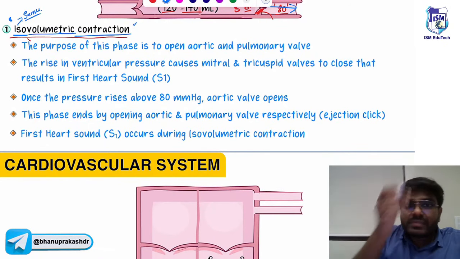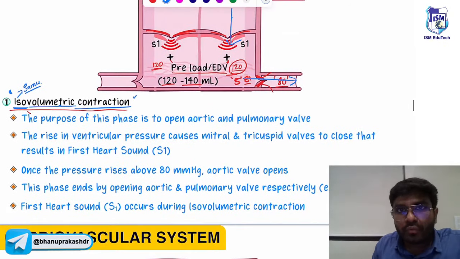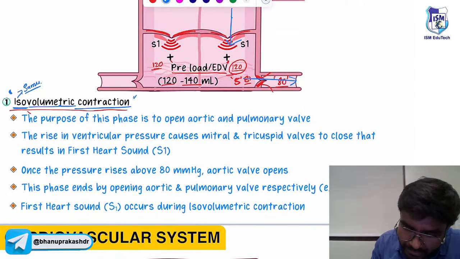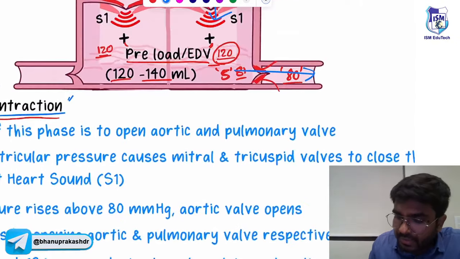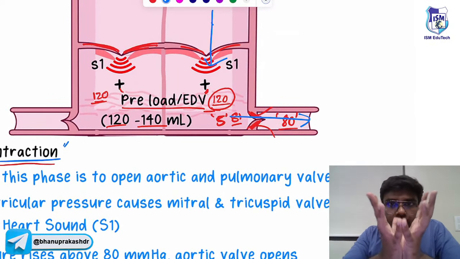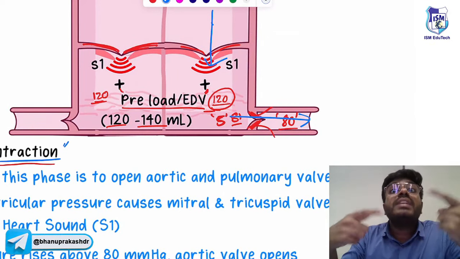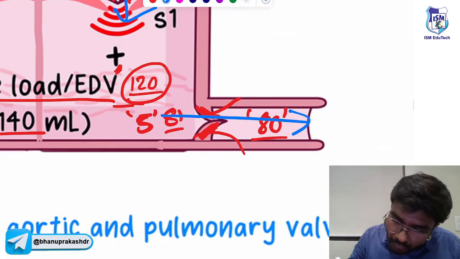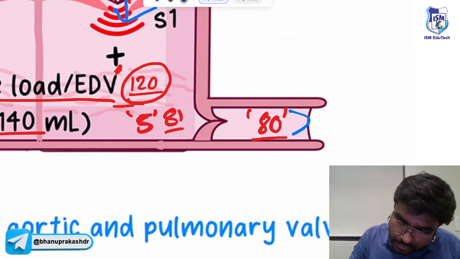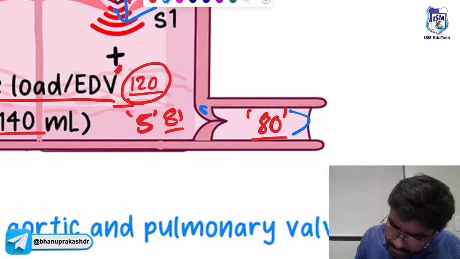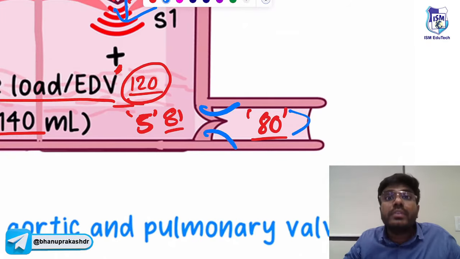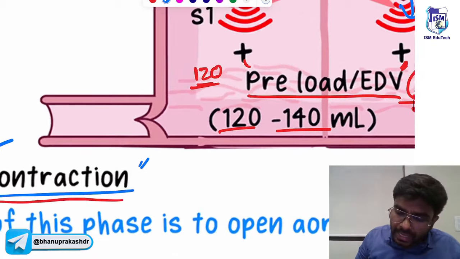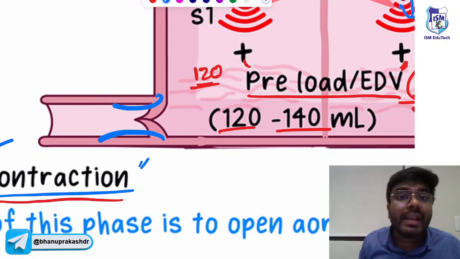One by one. First of all, what is the purpose of this isovolumetric contraction? The ventricle has to contract. It has to generate more pressure to open what? To open the aortic valve on the left side, and it has to open the pulmonic valve on the right side.